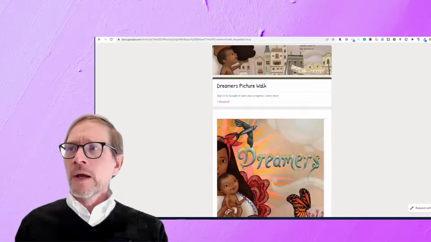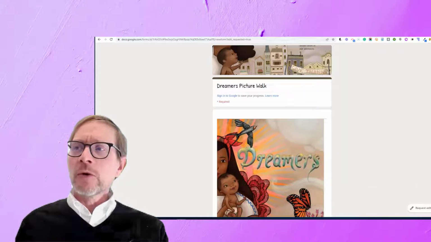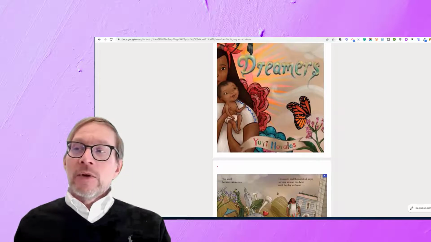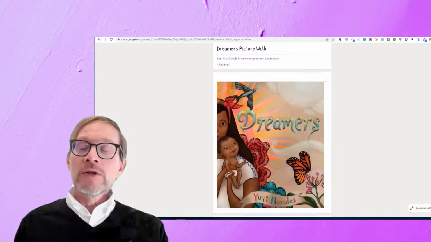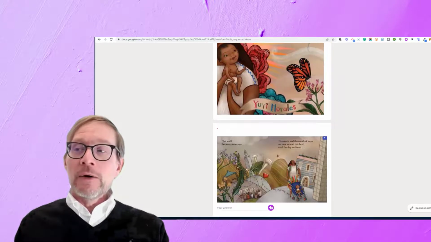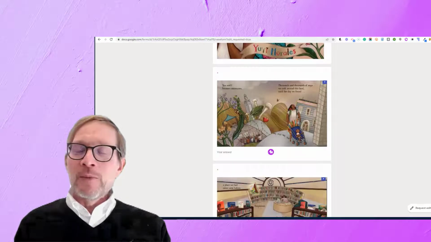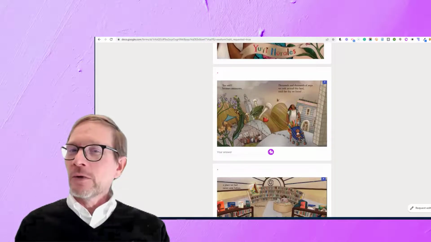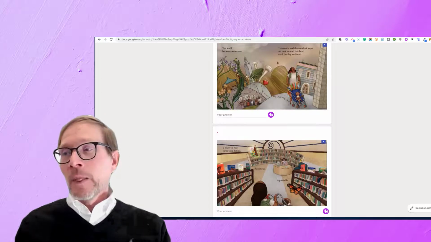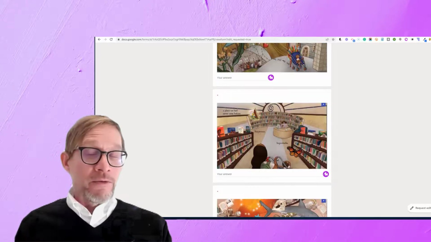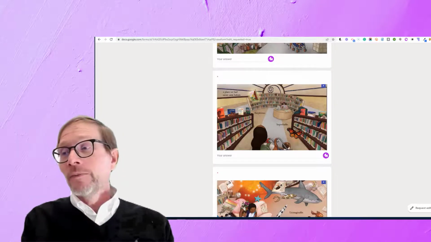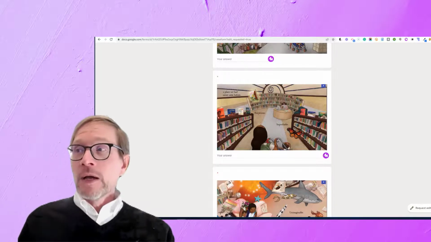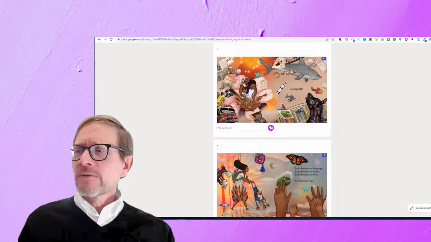So here's the form. I'm calling it Dreamers Picture Walk. What I've done here is I really didn't ask questions. I'm really just putting pictures from the book. Because this book is such a beautiful book, there are a lot of images on Google of the pages. But if there's another book that doesn't have all these images, then you might have to go to taking pictures and putting them in a Google form. I think I did 4 or 5 pictures.